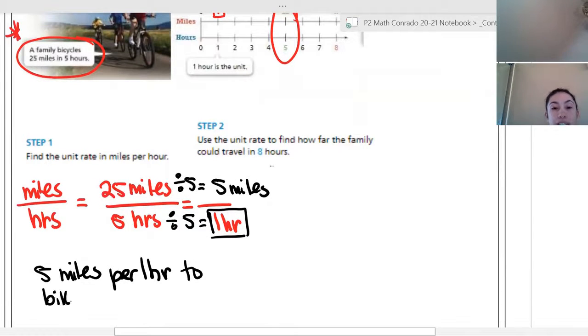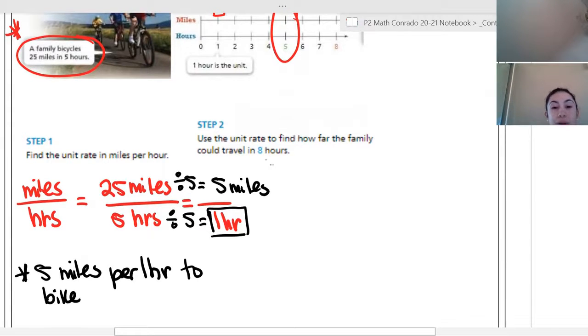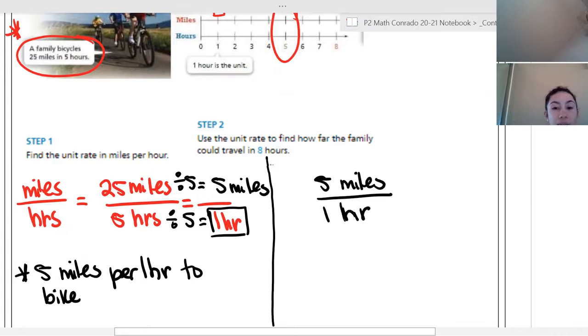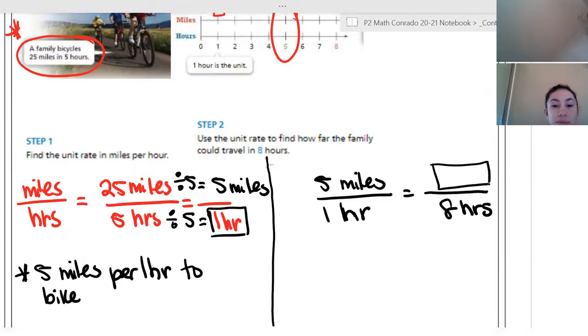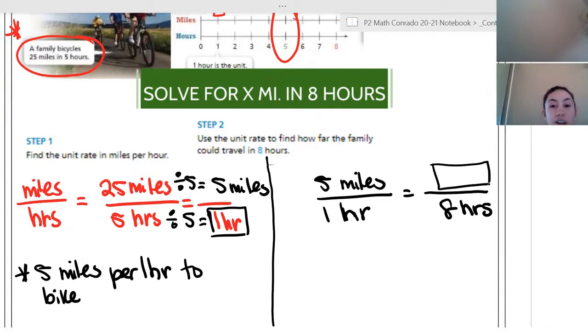So in step 2, it says use the unit rate to find how far the family could travel in 8 hours. Using the same comparison, let's see if you could do this on your own. We have miles to hours. Let's take our unit rate of 5 miles per 1 hour and set that equal to 8 hours. So what we're trying to find here is how many miles can we bike? Go ahead and try this on your own.